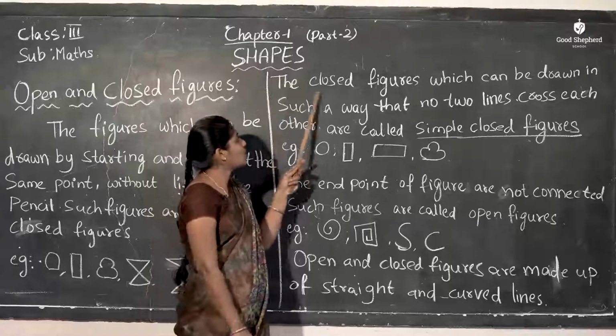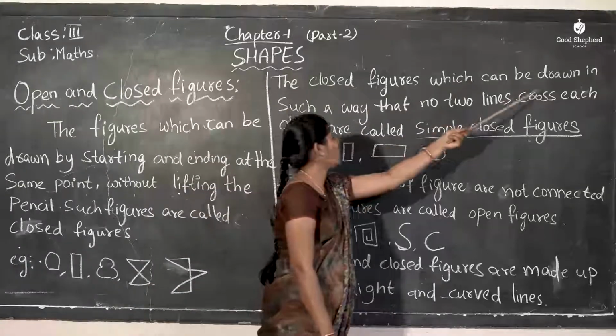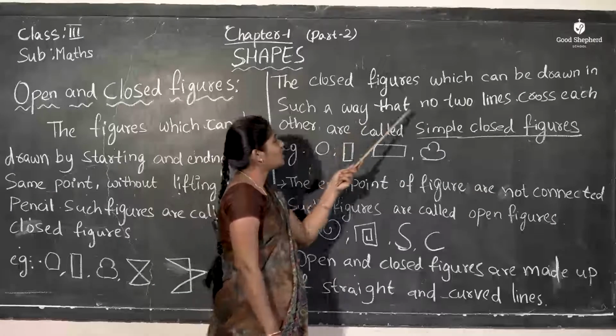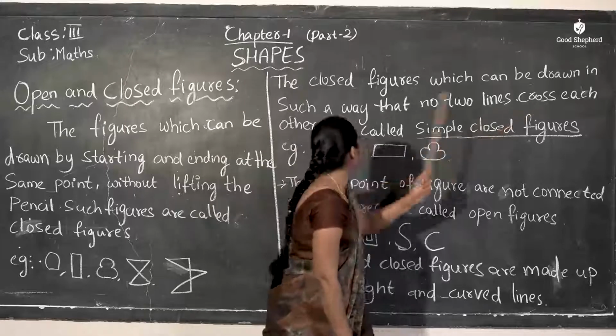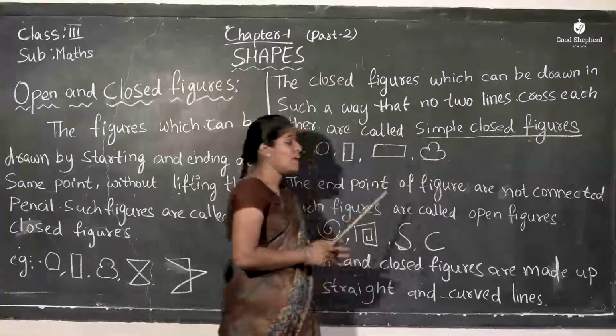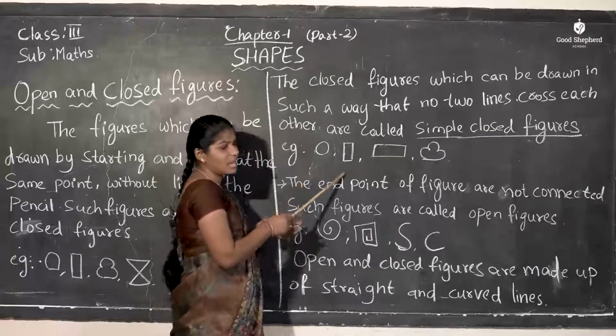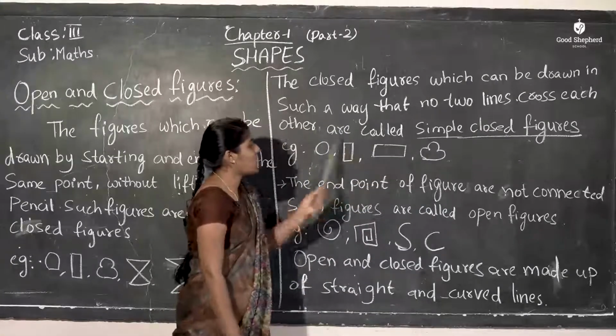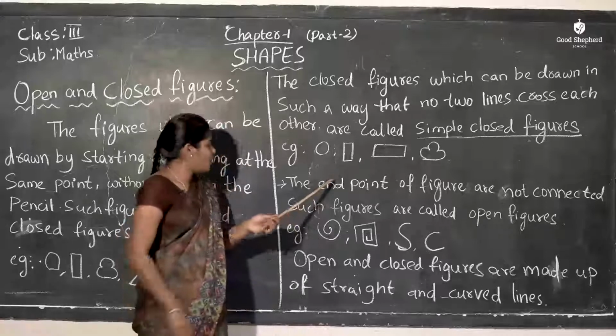Once again, the closed figures which can be drawn in such a way that no two lines cross each other are called simple closed figures. Examples are the circle and this rectangle. These shapes are called simple closed figures.